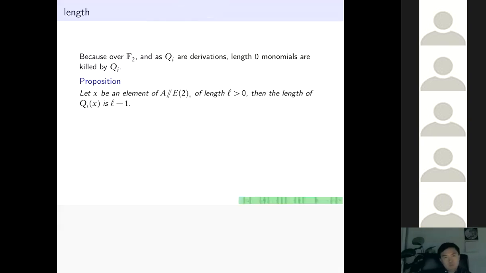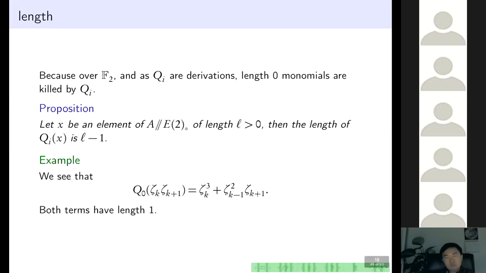Another thing you can say about the action by the Milnor primitives is this. If you have an element of A mod mod E2 dual of positive length, meaning it's a sum of monomials all having the same length, then the length of Qi of X is going to be L minus 1. So the action drops length by exactly 1.